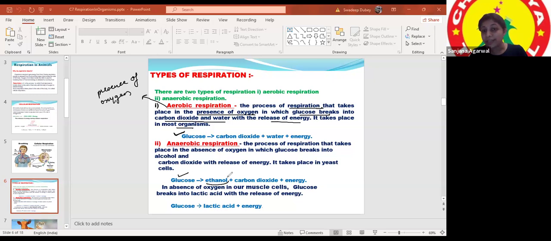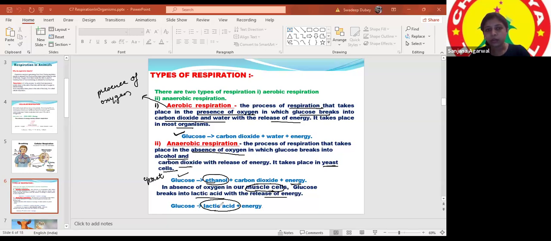Glucose gives off ethanol, a type of alcohol, plus carbon dioxide plus energy. This is the respiration that takes place in the absence of oxygen, in which glucose breaks into alcohol and carbon dioxide with the release of energy. It takes place in yeast cells basically. But when such respiration occurs in human muscle cells, it breaks the glucose into lactic acid with the release of energy. The accumulation of lactic acid in the muscles makes us go through the cramp.